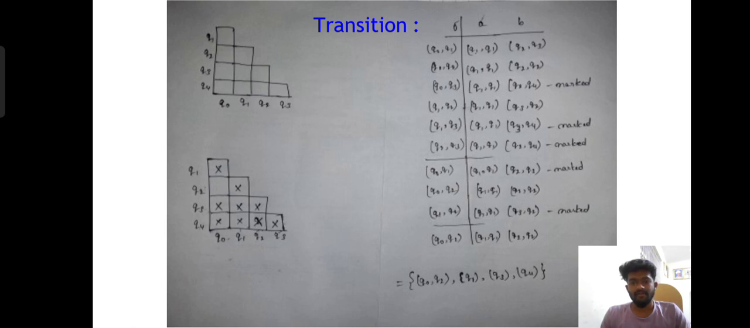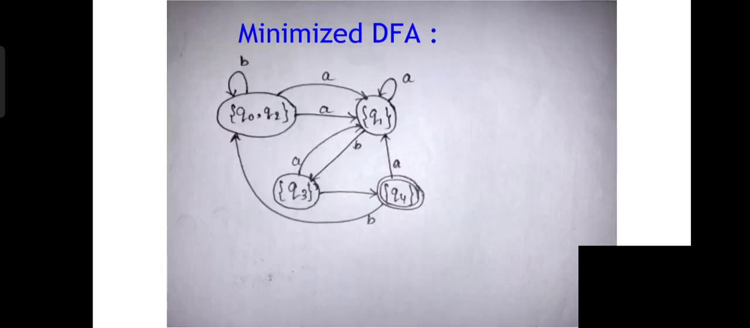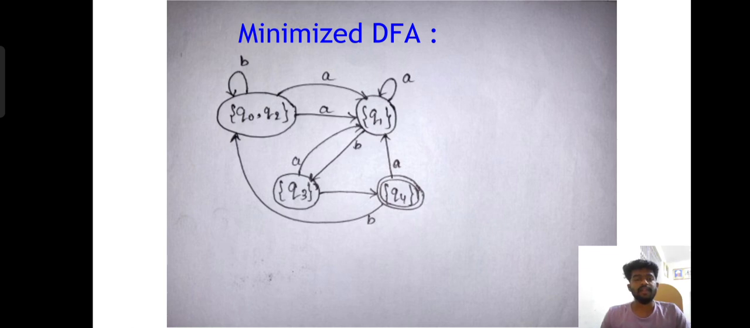In the second attempt, Q3-Q1, Q1-Q4, Q2 are marked. Then in the third attempt, Q0-Q2 is not marked. So the final minimized DFA is given in the figure.